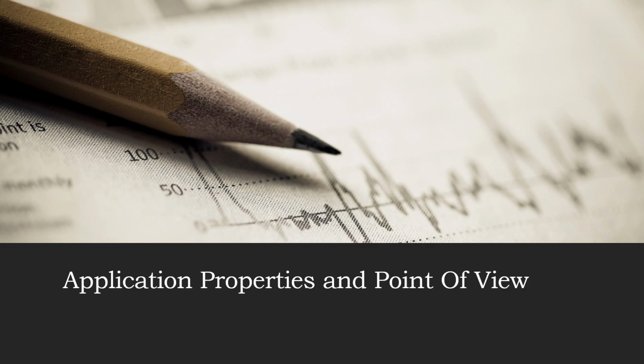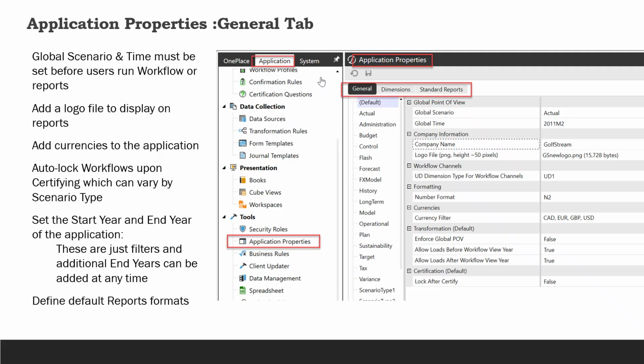Hi everyone, today we will learn about OneStream application properties and point of view. So let's start with application properties. You can see application properties under the application tab, and then you can go to tools, and there you can see this application properties here.